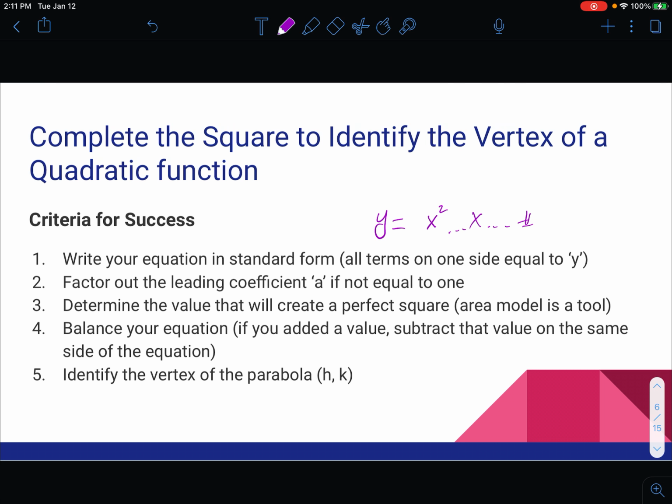You also want to determine the value that will create your perfect square. So we'll use the area model to show this. And then we need to make sure we balance the equation. So if you add some new value that creates a perfect square, you need to subtract it on the same side of that equation. And then finally, you can identify the vertex. So we're going to do several examples.